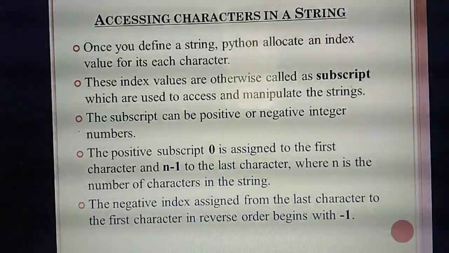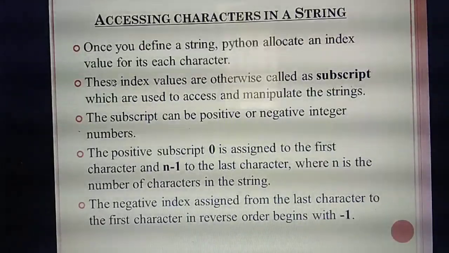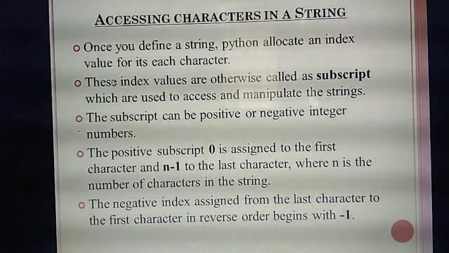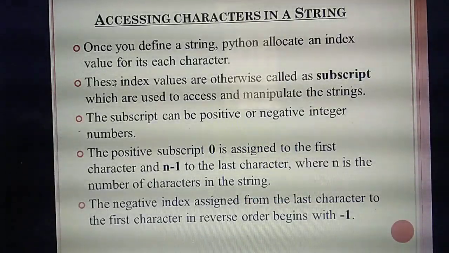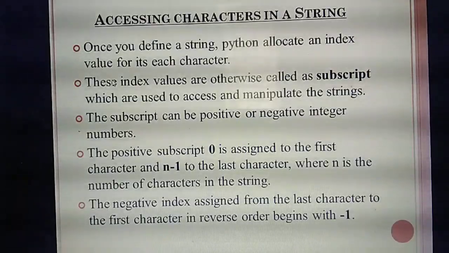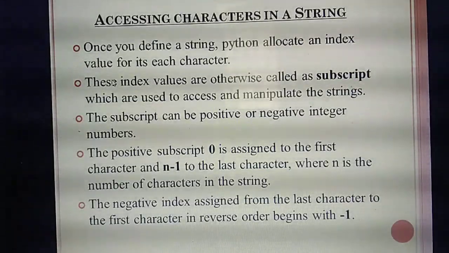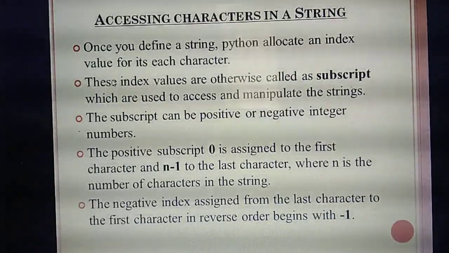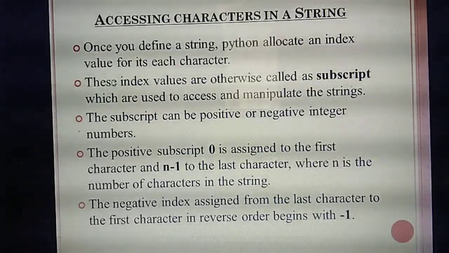So listen, first thing: if you define one word, one string or one sentence in this Python program, it will give an index value for each character. Understand? Listen carefully. If you define one sentence or one word in Python, Python will allocate index values for each character. On the next slide, one example is there, and at that time you can understand thoroughly.